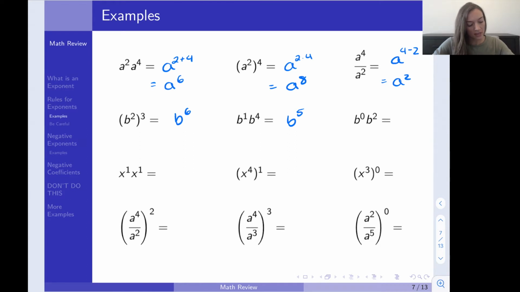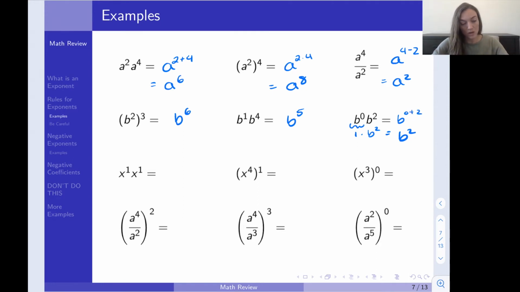b to the 0 times b squared. Now remember, b to the 0 is 1. So this could be like 1 times b squared, which is just b squared again. Or you could think of it as b to the 0 plus 2, which would still just be b squared.